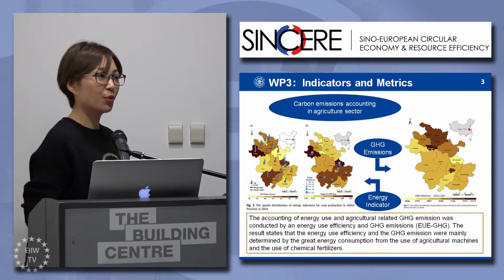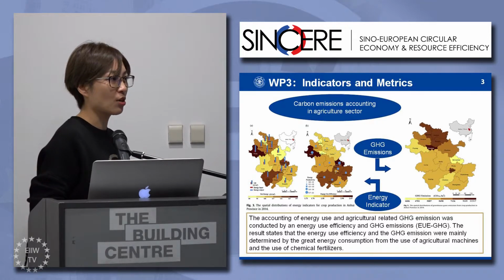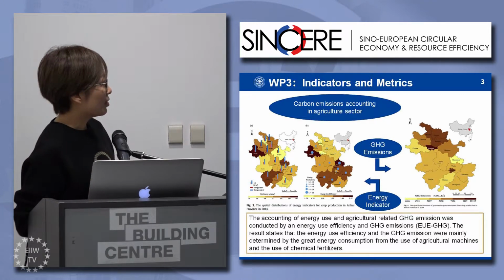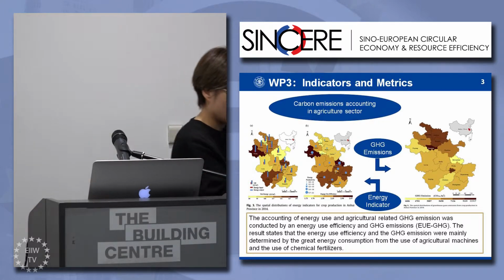Okay, following will be some publications. I will try to explain them and let you know the key findings of Professor Geng's group. This one is about carbon emissions accounting in the agriculture sector. We can see from the figure.